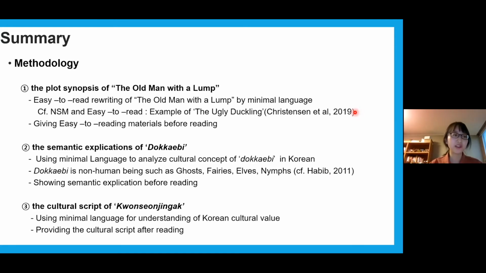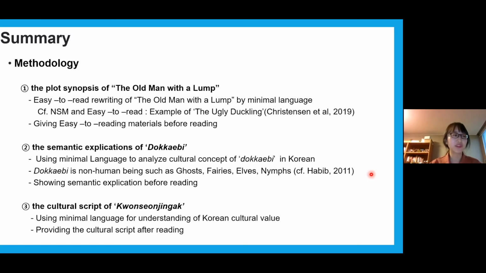First, I made an easy-to-read rewriting of the plot synopsis of The Old Man with a Lump. A similar study was conducted in Denmark by Christensen et al. 2019. And next, I made a semantic explication of 도깨비, which is the main character of this story. This part is influenced by Habib 2011 study. This study devised semantic templates about non-human beings such as ghosts and fairies and elves and nymphs. I adapted these semantic templates to make the semantic explication for 도깨비, which is also a non-human being in Korea.